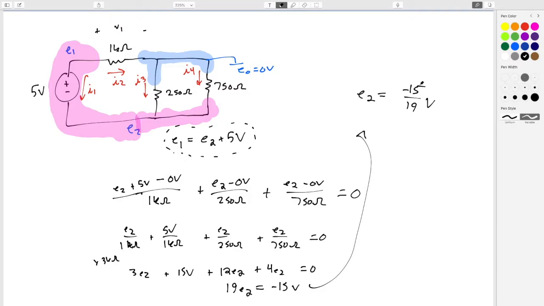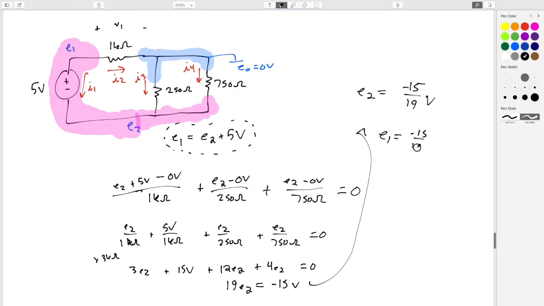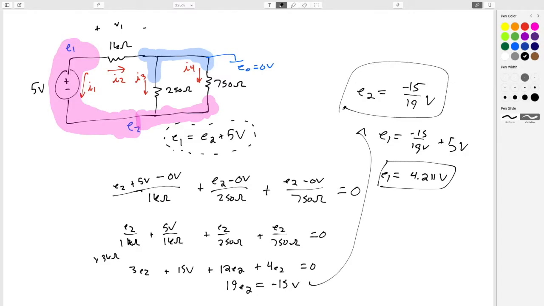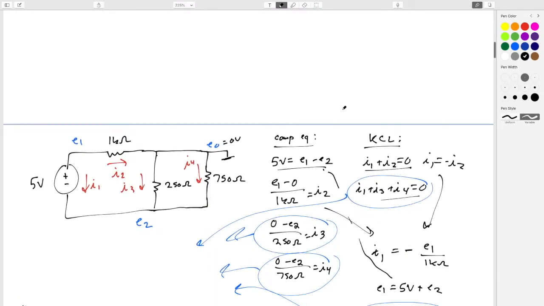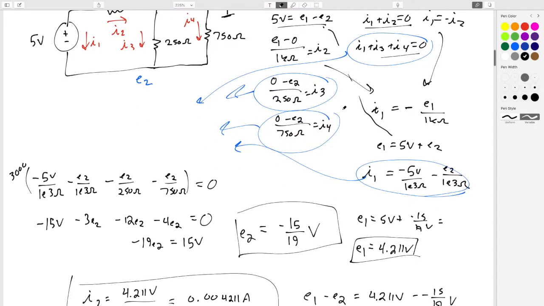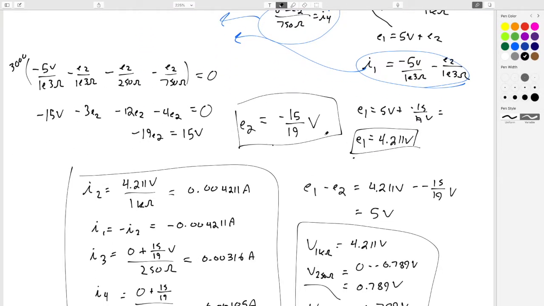Then, of course, we can just jump back and say E1 was E2 plus 5. So what does that end up being? If you do negative 15 over 19 volts plus 5 volts, you end up with E1 equals 4.211 volts. Just like what we got before when we solved this out with the ground in the upper right. Yep, so you can see we got it that way.